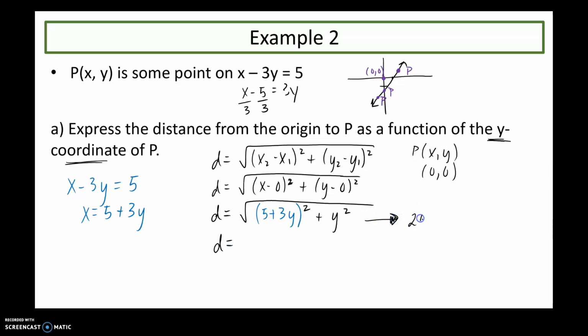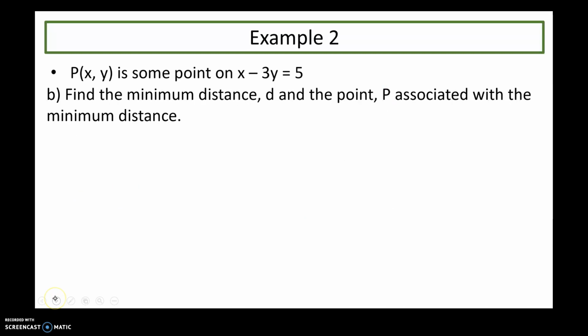Squaring a binomial: square the first term, double the product of the two terms, square the last term, and I have to add to that y squared. So my distance in terms of y is the square root of 10y squared plus 30y plus 25. So that's the answer to part A. Now for part B, find the minimum distance D and the point P associated with this minimum distance.